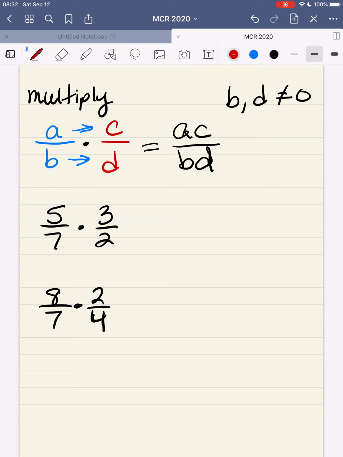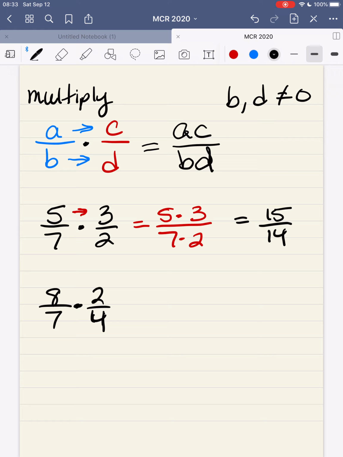So if we would have 5 over 7 and we multiply it by 3 over 2, we're going to multiply 5 times 3, and we're going to multiply 7 times 2. Okay, so 5 times 3 is 15. 7 times 2 is 14. And we are done with this particular fraction.